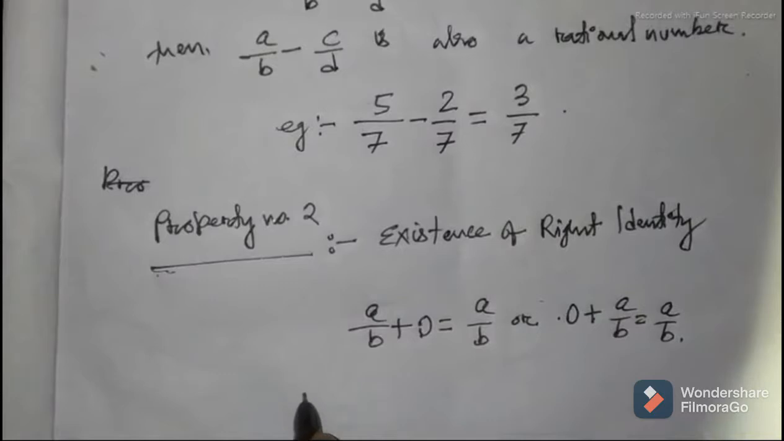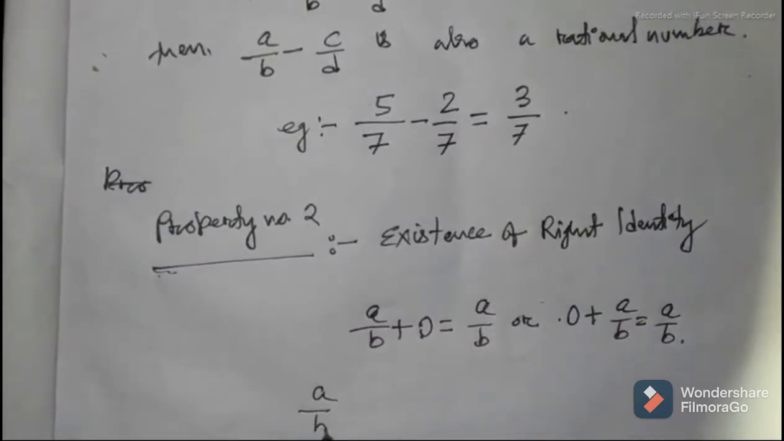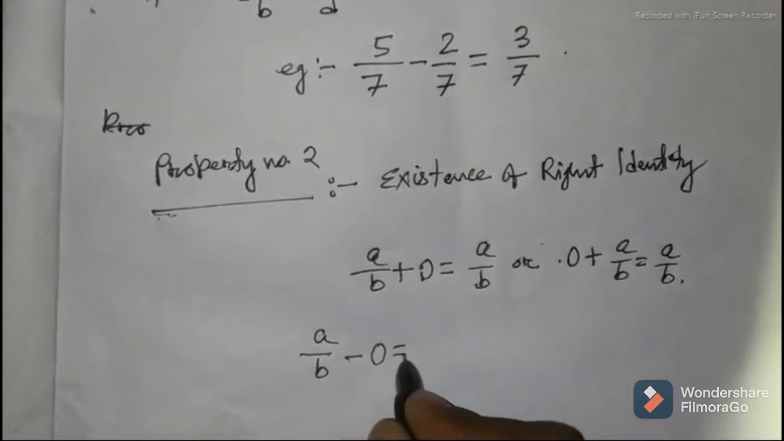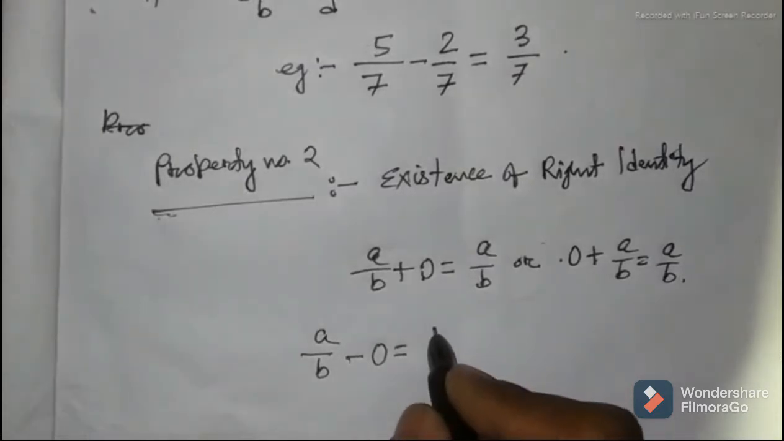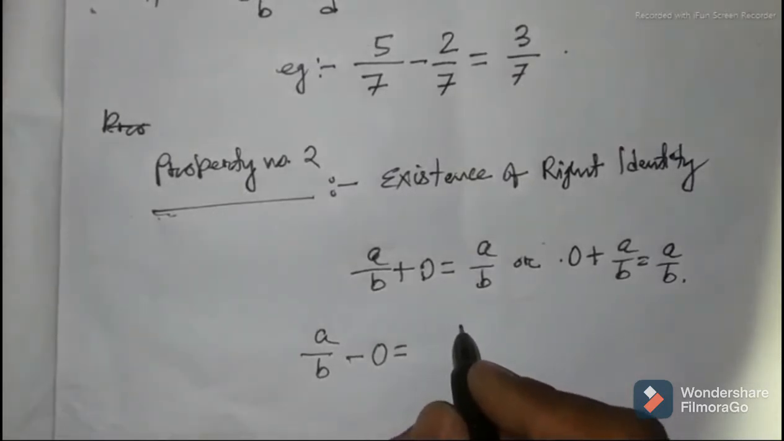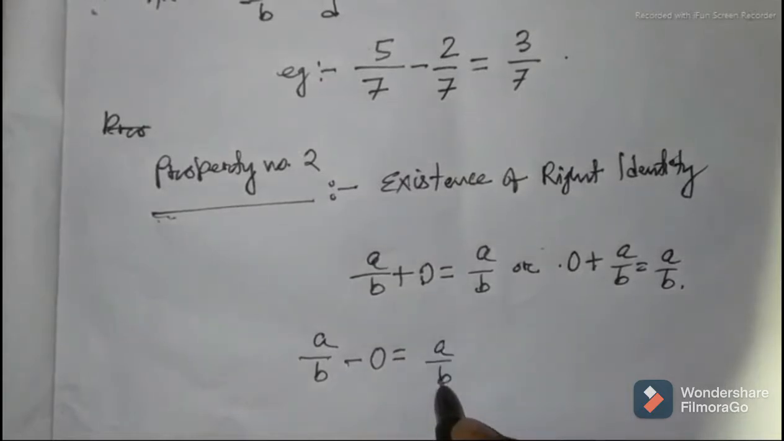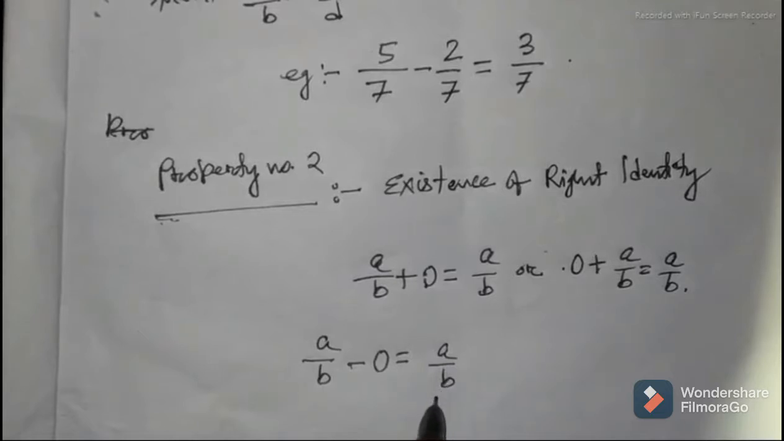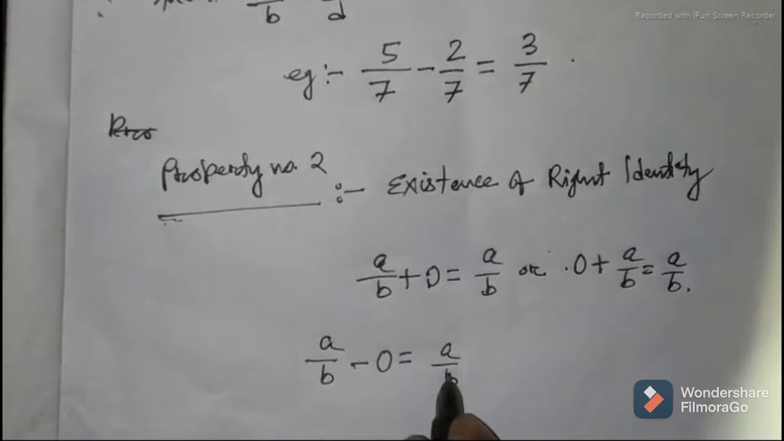Now in case of subtraction, a by b minus 0 equal to a by b. Here if we take this 0 on the right side, that is a by b minus 0, we get the same number. That is, its identity is still retained because we are getting the same number a by b itself.